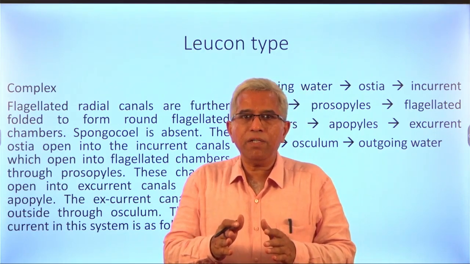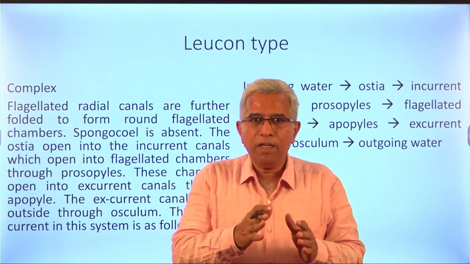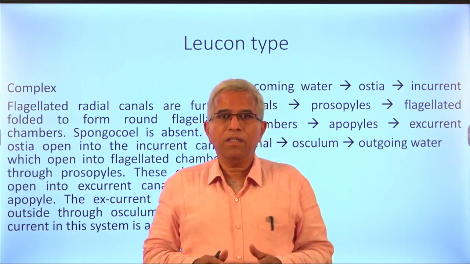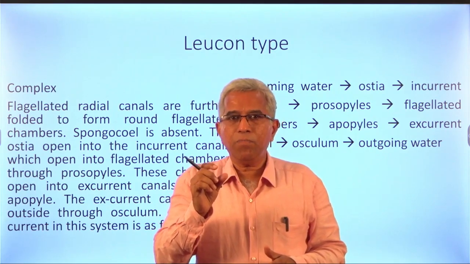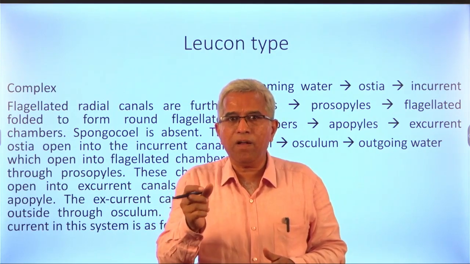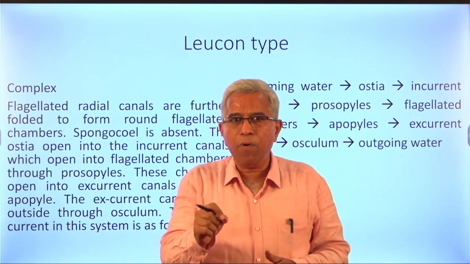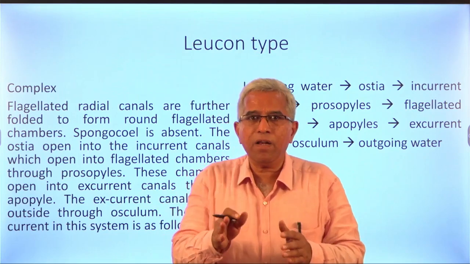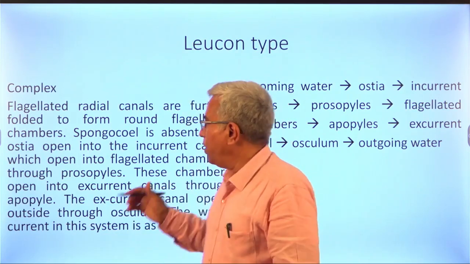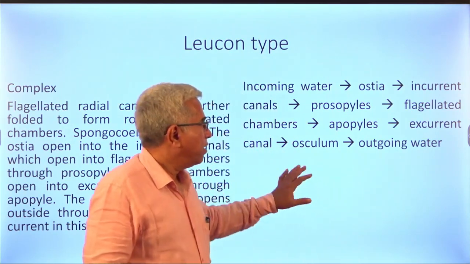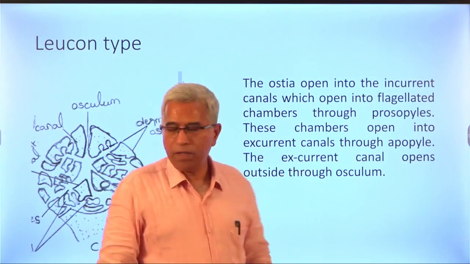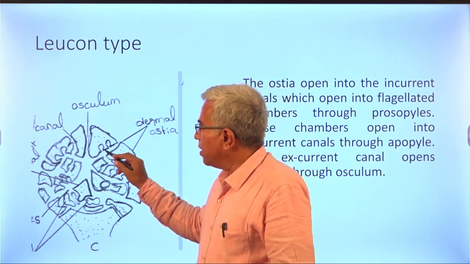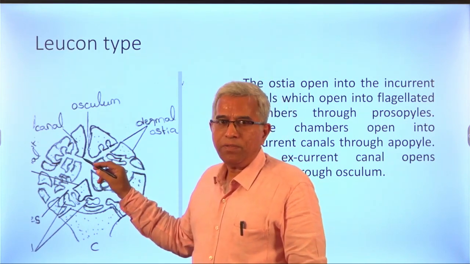Apopiles communicate the radial canals with excurrent canals. That means the pores present between radial canals and excurrent canals are called apopiles, and the pores present between incurrent canals and radial canals are called prosopiles. So here you can see the diagram. You can see in this diagram, very clearly, there are certain chambers called flagellated chambers.